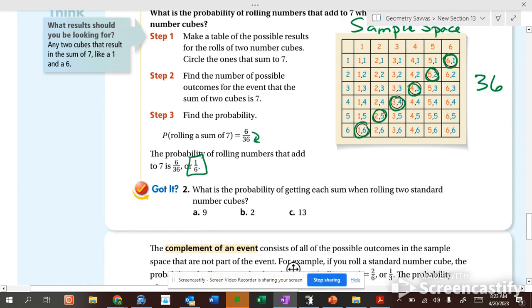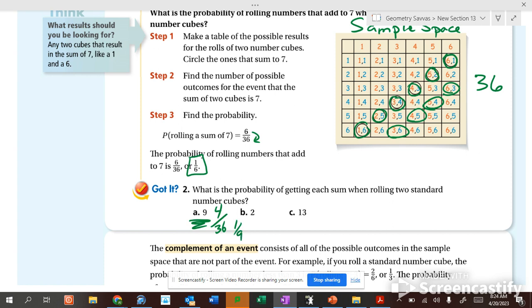What's the probability of rolling a 9? Which numbers add up to 9? What numbers on that chart add up to 9, Jordan Torres? 5 and 4. So you've got a 4 and 5. Any others? 6 and 3, 3 and 6. So there are 4 out of the 36, or a 1 in 9 chance.